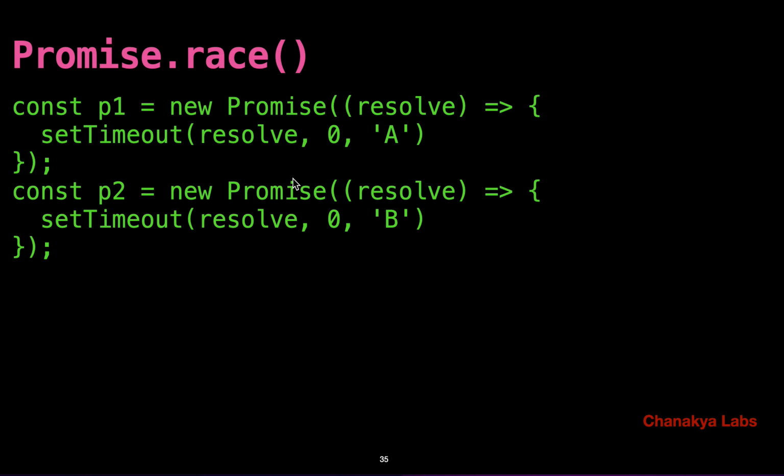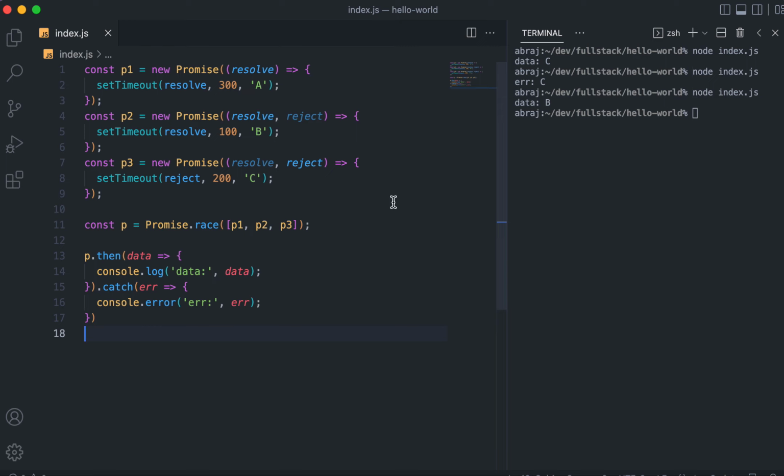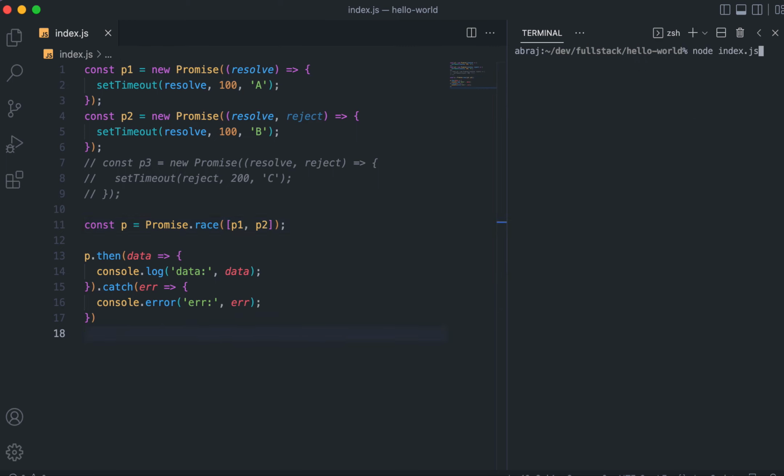Now let's see what if the timeouts, here we saw different times, right? So let's say both are 100, and for that matter right now let's remove this P3, just take two values, and let's say both are resolved, right? So okay, what should be the answer? Both are at the same time, right? But the answer will be A, because it is written first. Whatever is written first, that is scheduled in the event loop first.